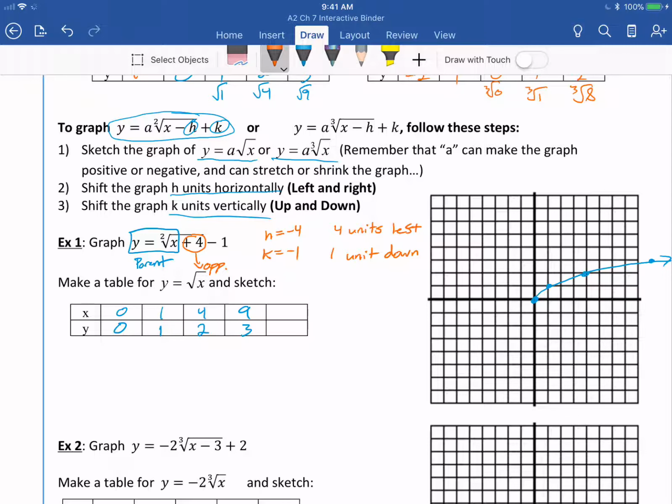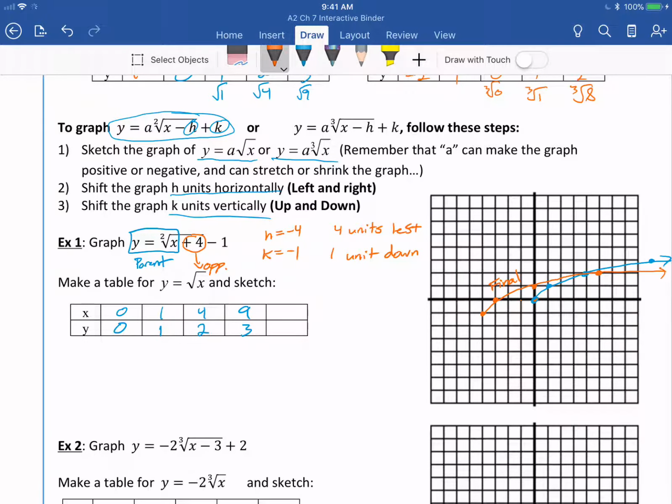All right, so 4 units left. So I'm just going to take every point on here and just move it 4 left and 1 down. So I take this point right here, I go 1, 2, 3, 4, 1 down. Same for each of the other points, 1, 2, 3, 4, 1 down right there. So my final graph for this guy is that orange one. So this is my final.